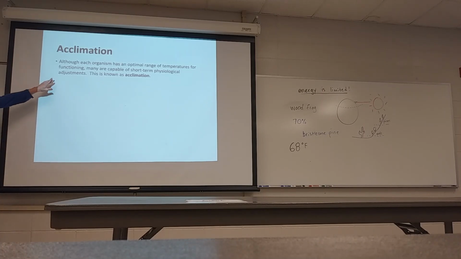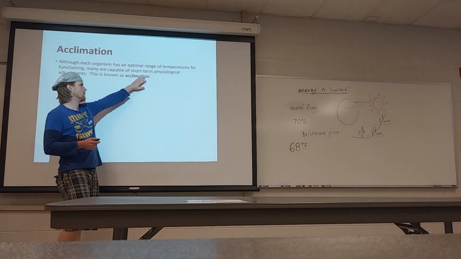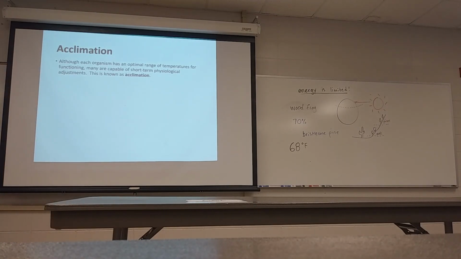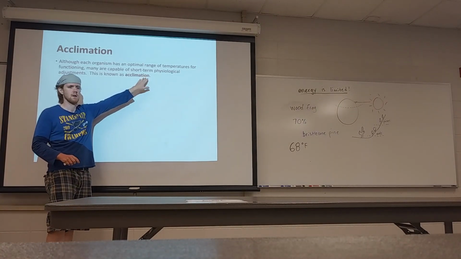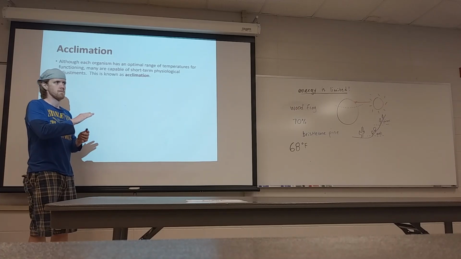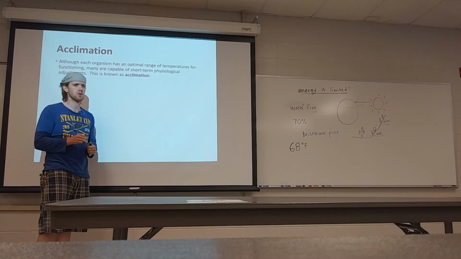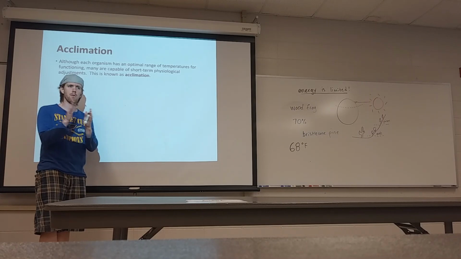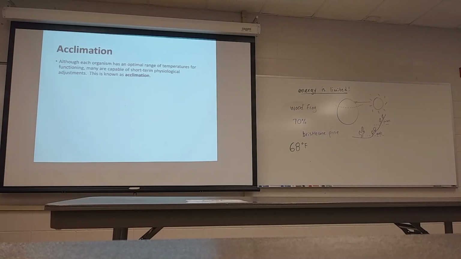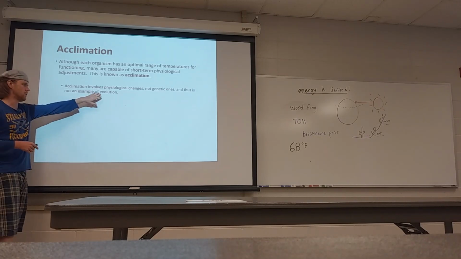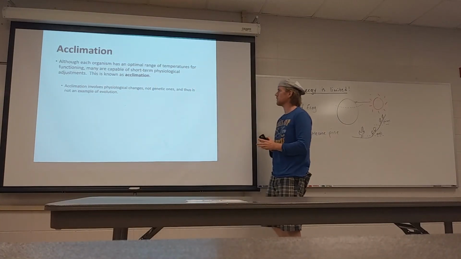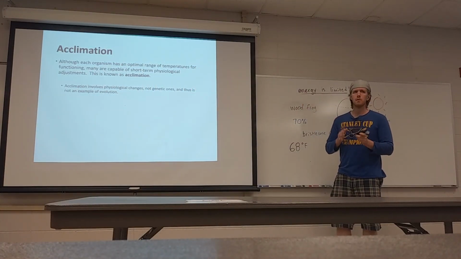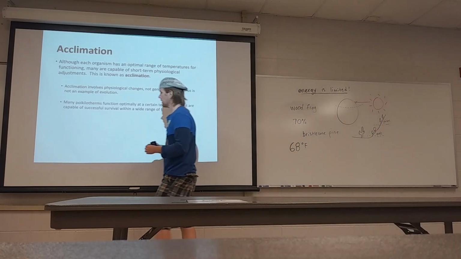And so short-term physiological adjustments are called acclimation. The key here is that acclimation does not involve the genes. It does not involve you getting a new gene for something. It just means that the genes you have allow for some flexibility. Right? So acclimation is not evolution. Evolution occurs over time as gene frequencies change. Acclimation is a single organism being able to adapt to a variety of conditions.